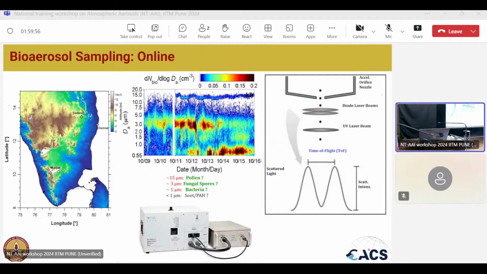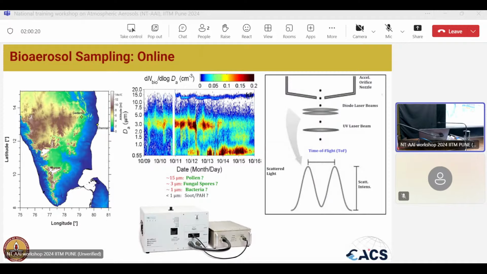And then they expose it to a UV laser beam. Once you expose it to the UV laser beam, if the particle is biological in nature, then it will give you fluorescence. And this is how they constructed the number size distribution of biological aerosol. And this is how it looks. You have the date, you have the diameter, and then you have the concentration. So this is basically the fluorescence.